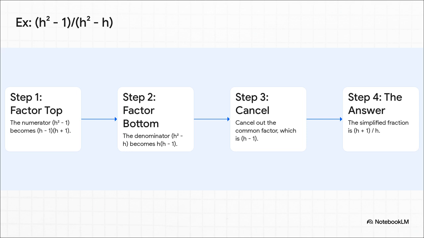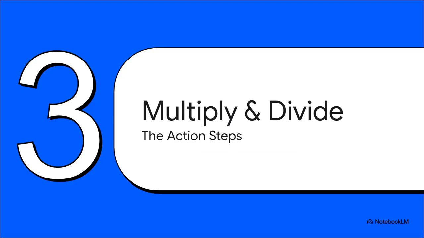Okay, now comes the fun part. Do you see it? We have an h minus 1 on the top and on the bottom. So we can just cancel them out. And what are we left with? Just h plus 1 over h. Boom. Simplified.